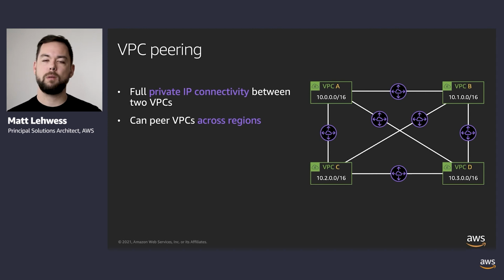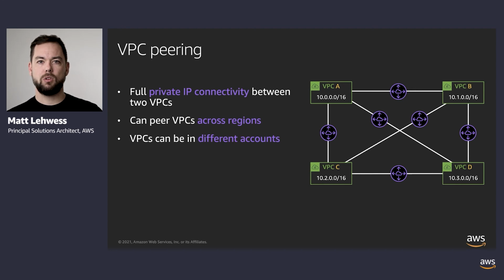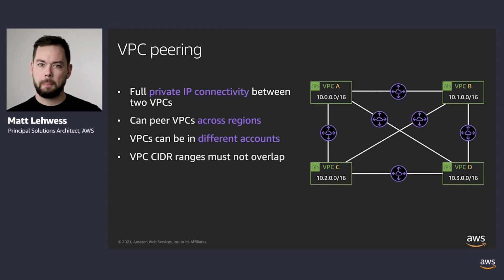You can peer those VPCs together across the AWS backbone between regions, between, say, Singapore and maybe Sydney, or maybe our Portland region and maybe Dublin. VPCs can also be in separate accounts. And so you can essentially run two different applications in two different accounts. Maybe they're totally two different customers, and you can peer those together if you need to.